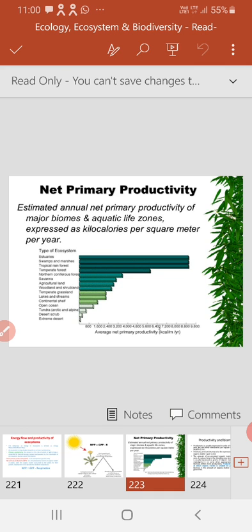So this is the comparative analysis of the net primary productivity of different biomes or different ecosystems. You can see the estuaries, marshes, and tropical rainforest are the front runners, and they show maximum net primary productivity, while desert and extreme desert, tundra, and the open oceans are relatively low in net primary productivity.